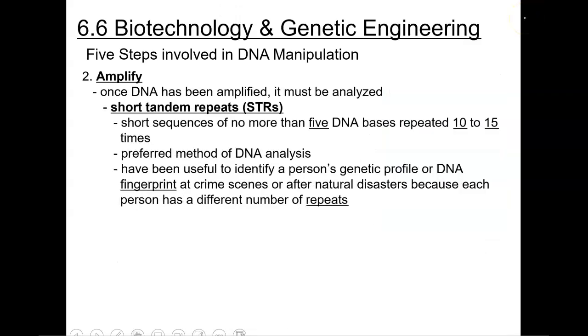Once the DNA has been amplified and analyzed, you're going to look for those different sets that we saw there. Those are called STRs, or short tandem repeats. These are going to be short sequences of no more than 5 DNA base pairs that are repeated 10 to 15 times. It's a preferred method of DNA analysis, and it's been used to identify people's genetic profiles. It's called their DNA fingerprint because we can take it, we can look at it, and we can compare it, for example, with crime scenes.